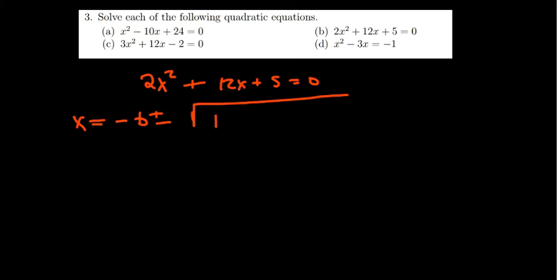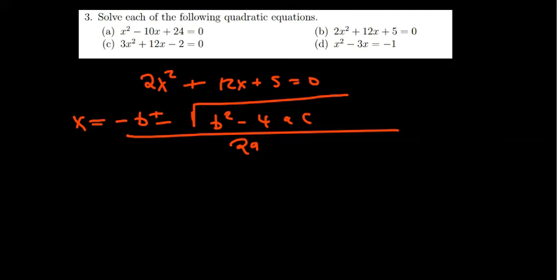So for the second one, I'll show you using the formula, just in case you've forgotten. I'll remind you. Your formula is x is equal to negative b plus or minus the square root of b squared minus 4ac, all divided by 2a. The basic form of the quadratic is ax squared plus bx plus c. So this is your a, that is your b, that is your c. Just substitute in the function.